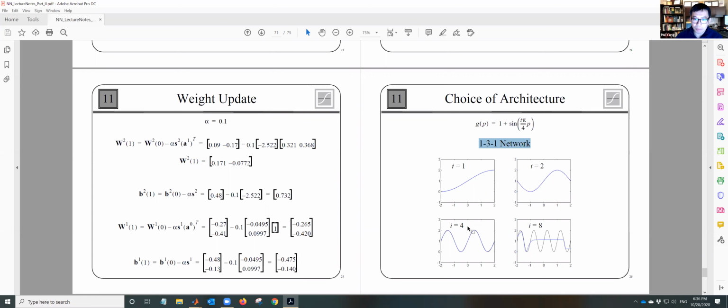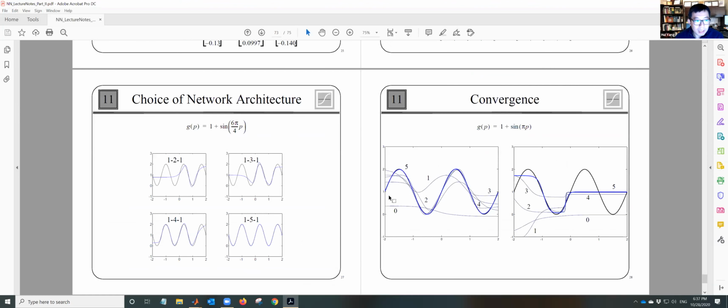Then i equals 4. But you have to know that the function you design has limitations. If you go even more complex, the neural network will not be able to approximate it. That means depending on how complex your curve is, you need to adjust the network structure. The 131 network structure will not be able to approximate i equals 8. Now, if we take this as 6, we use a different network structure, 121.